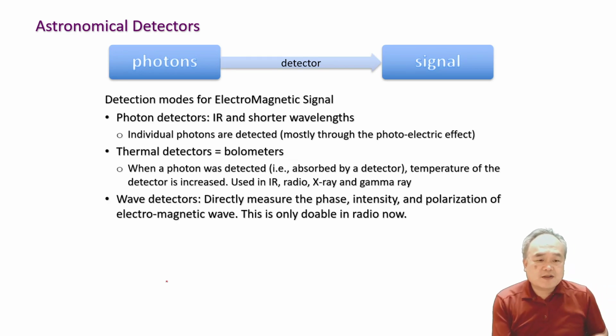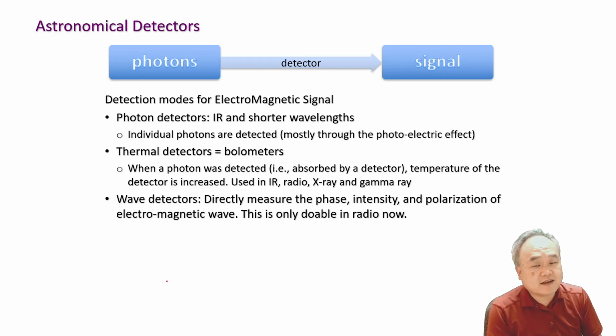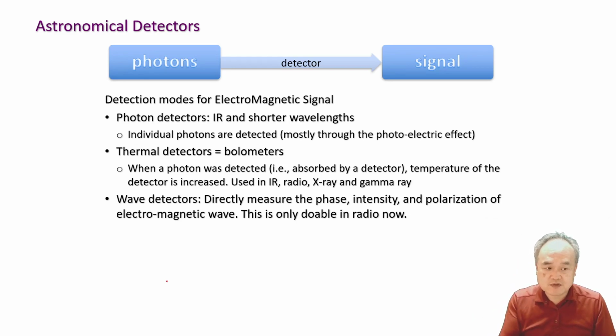So let's talk about the detection mode first. How do you detect electromagnetic radiation, or photons? In terms of particle, it's photons. In terms of wave, it's an electromagnetic wave.